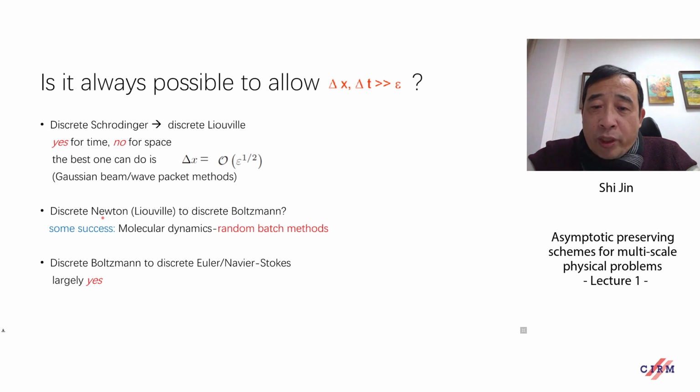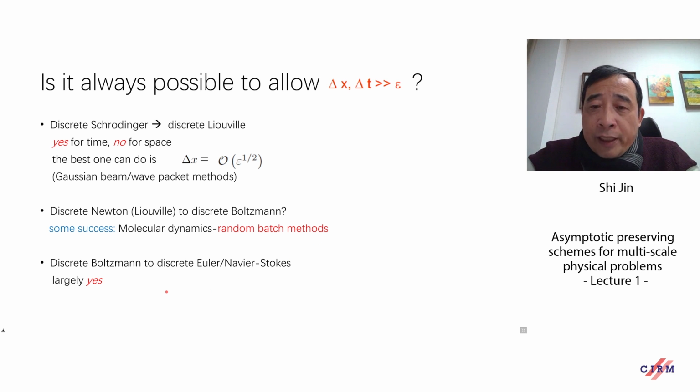Then, if you start with classical mechanics, you have a discretization of the Newton equation. When the particle number N goes to infinity, hopefully you can get a discretization of Boltzmann. Recently we have some success on this for molecular dynamics, with a method we call the random batch method. That's what I'm going to talk about next time.